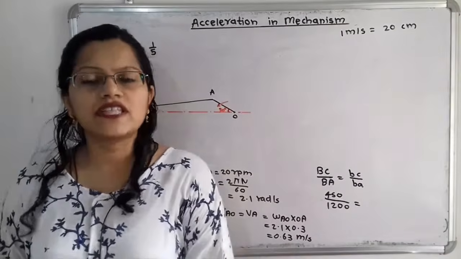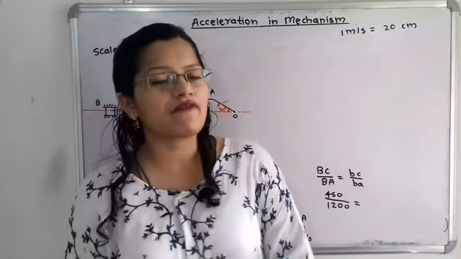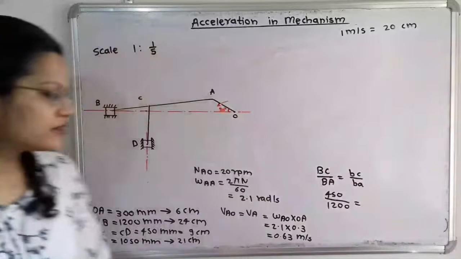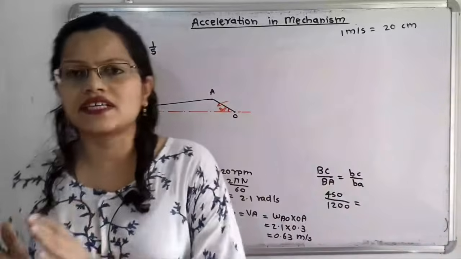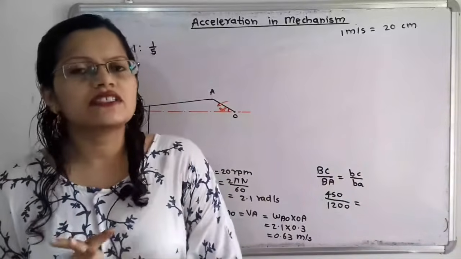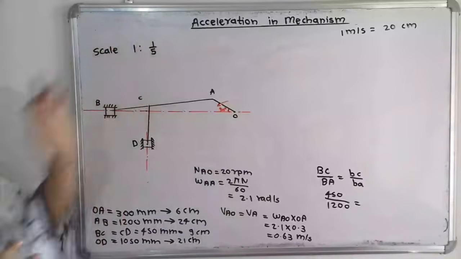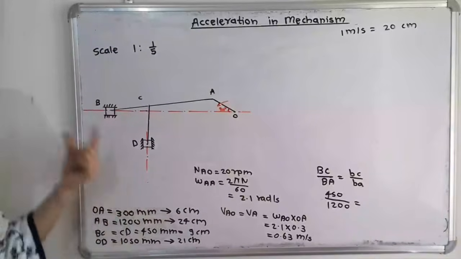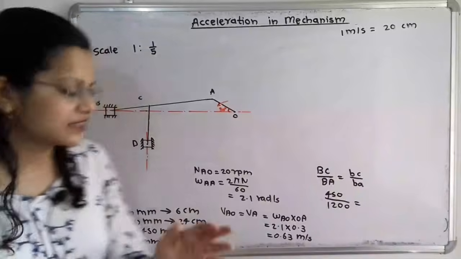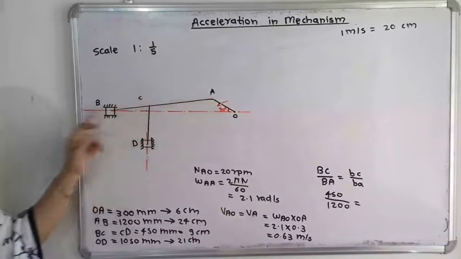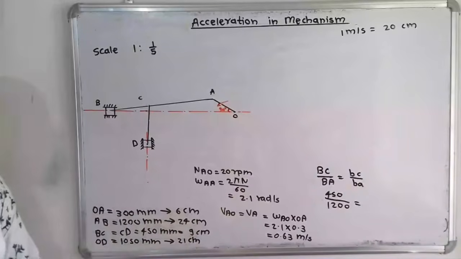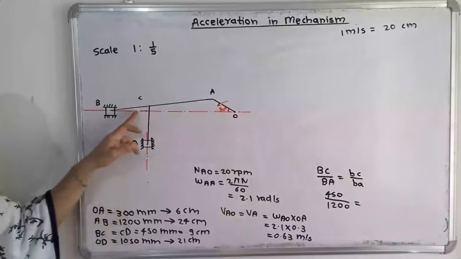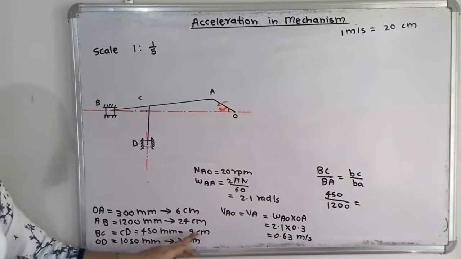Now the most important thing is that we have to draw the space diagram with some suitable scale. If we observe the dimensions here, the crank OA is 300 mm, that means 30 cm. So if we consider the scale 1:1/5, this 30 cm becomes 30 divided by 5, that is 6 cm. In the same way, AB is equal to 1200 mm, that is 120 cm, so 120 divided by 5 is equal to 24 cm. Then BC is equal to CD, which is equal to 450 mm, which is equal to 9 cm.